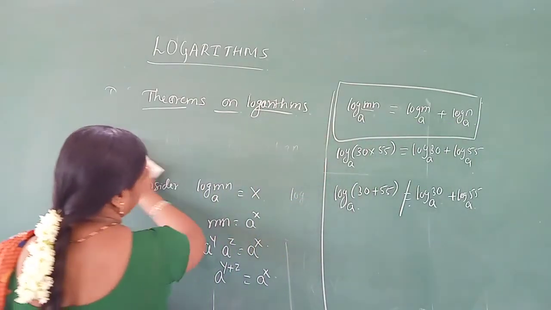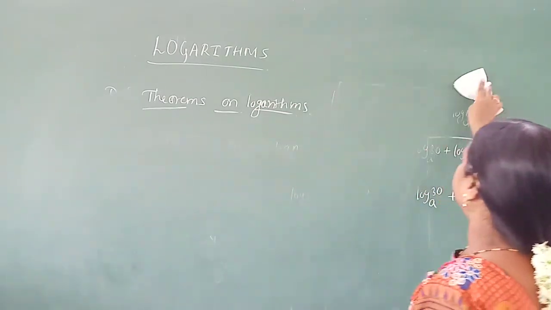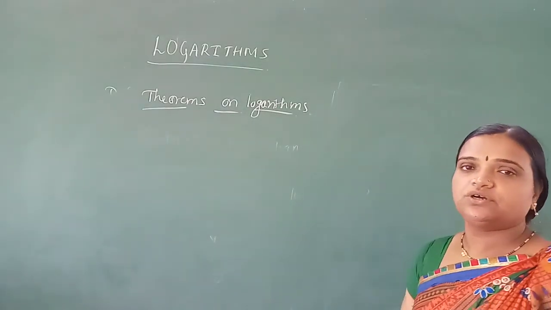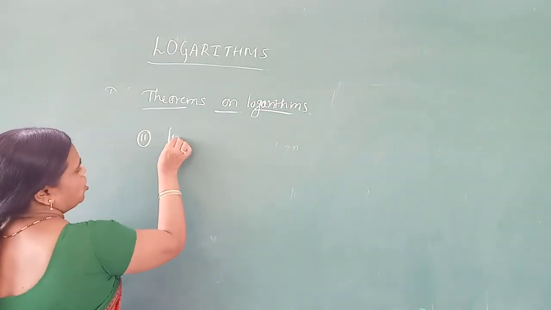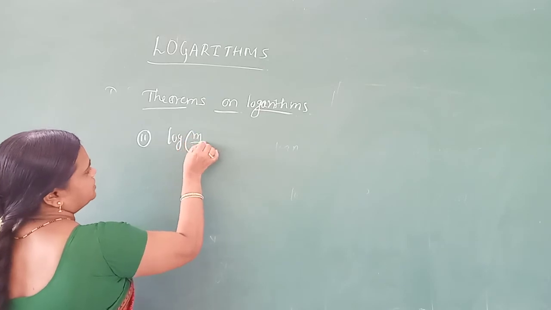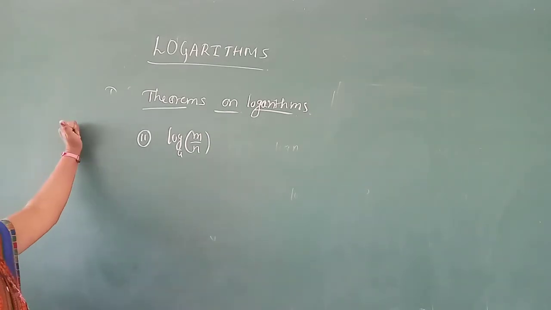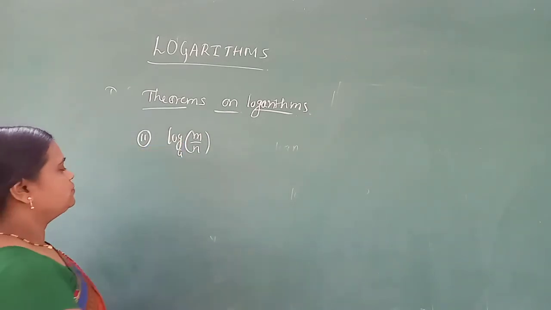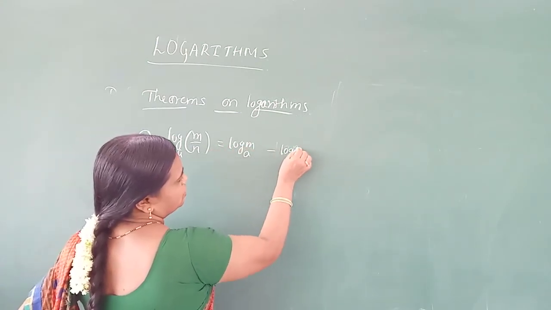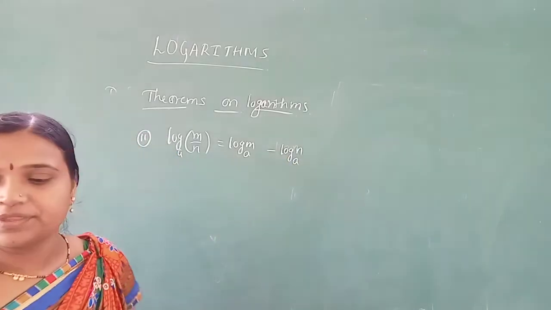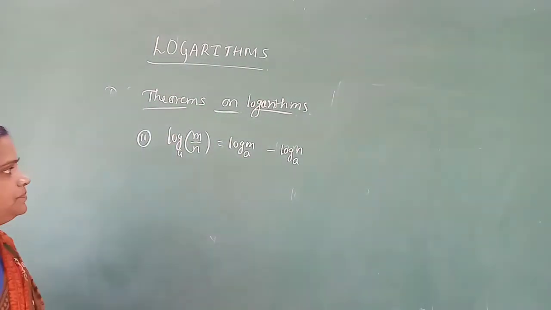We will take the next one. This is just a basic concept of logarithm. Second, log of m by n to the base a. Previously we did multiplication, now it is division. We can write this as log of m to the base a minus log of n to the base a.